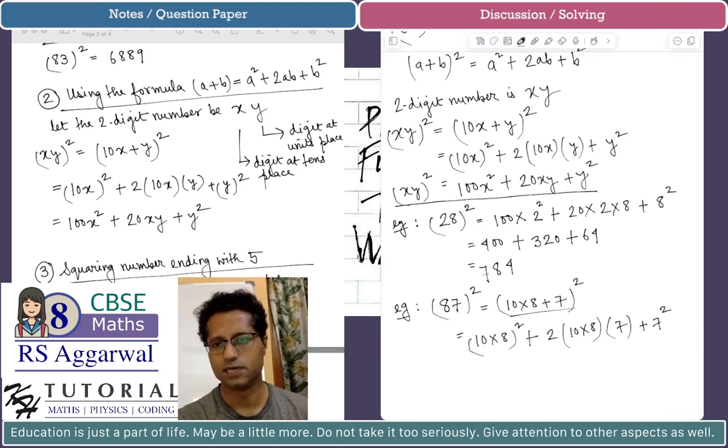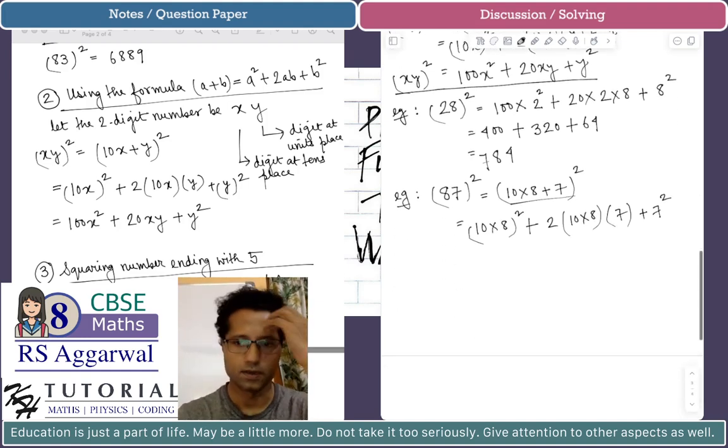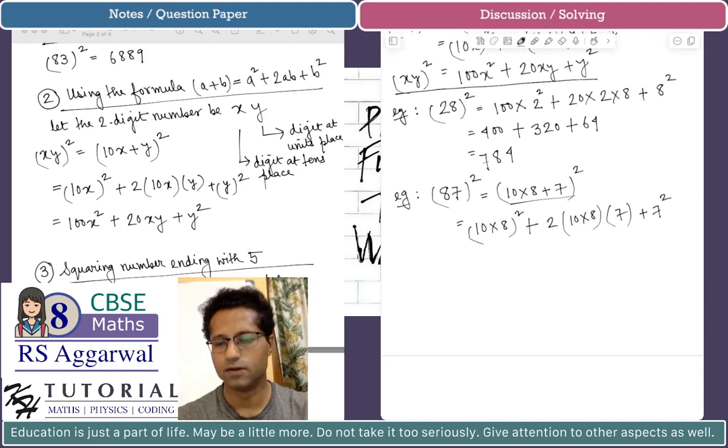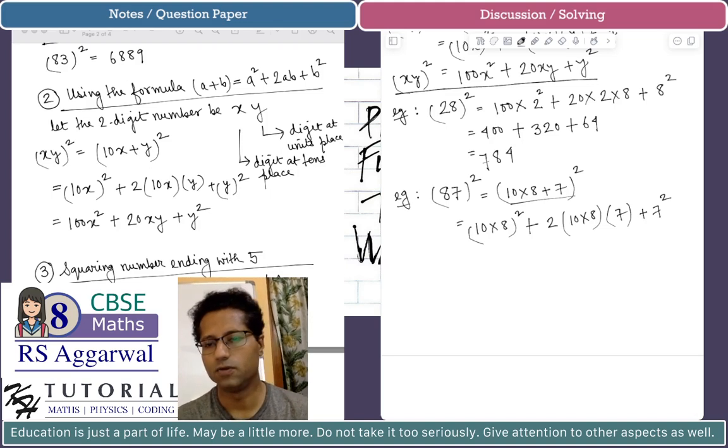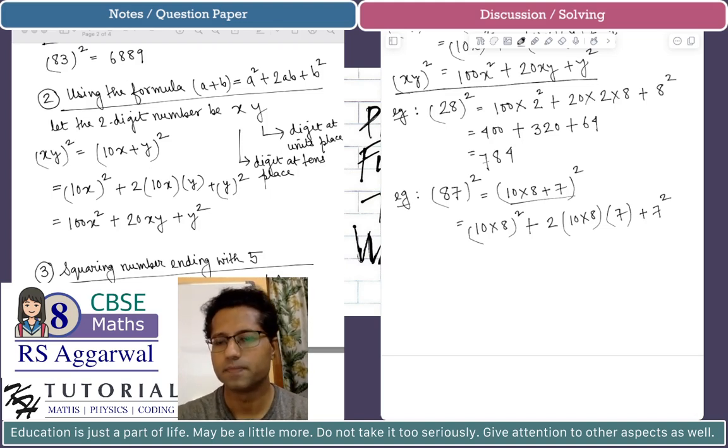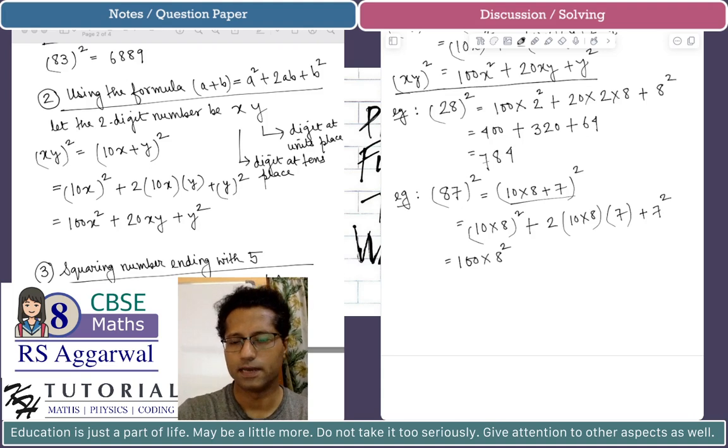The two-digit number is xy, where x is the digit at the tens place and y is the digit at the units place. So you can break down a given two-digit number, let's say 87, expand it as 10 into 8 plus 7. So then 10 into 8 will be x and 7 will be y. Then you apply the formula x plus y whole square. So you have this. Now 10 into 8 whole square is 100 into 8 square, using the laws of exponents.